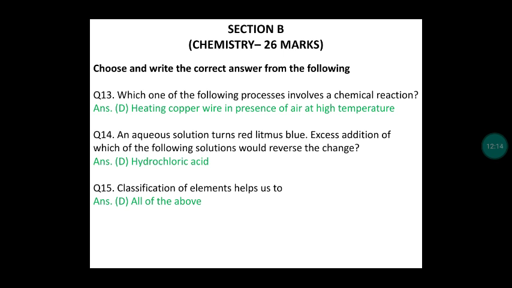Now we come to the chemistry section. These are the MCQs. Which one of the following processes is involved in a chemical reaction? Heating copper wire in presence of air at high temperature. An aqueous solution turns red litmus blue. Excess addition of which of the following solutions would reverse the change? That will be hydrochloric acid. Classification of elements helps us, and the answer will be all of the above.